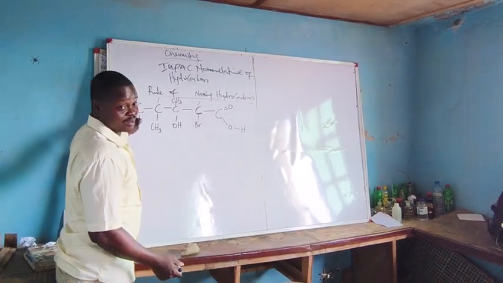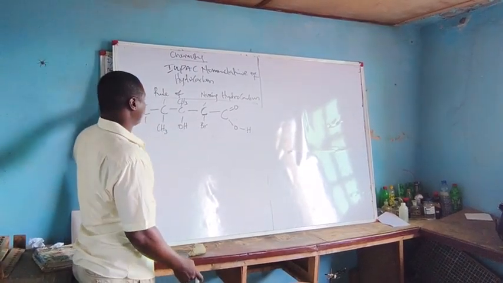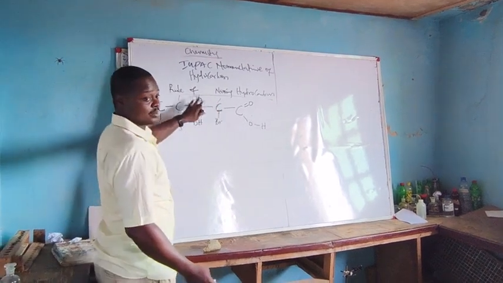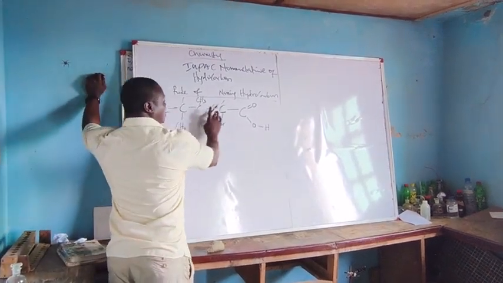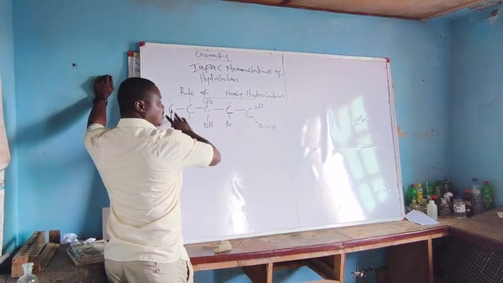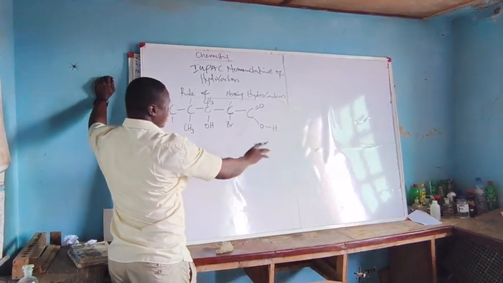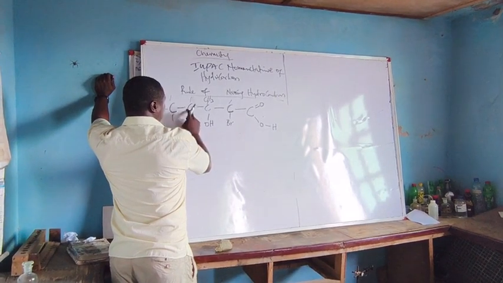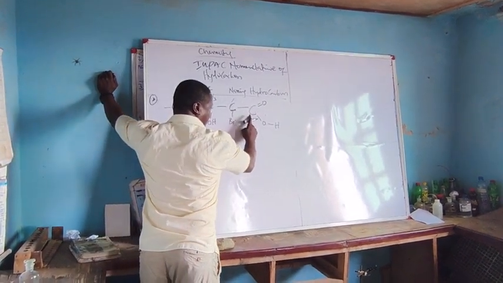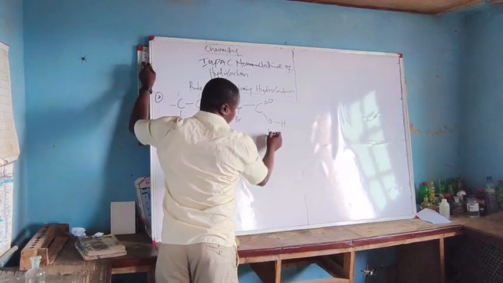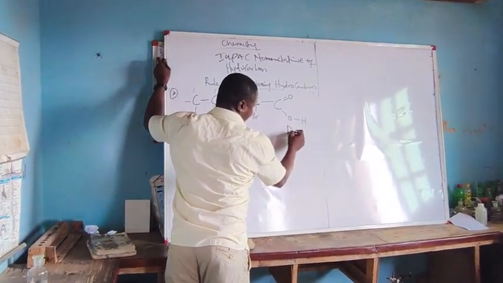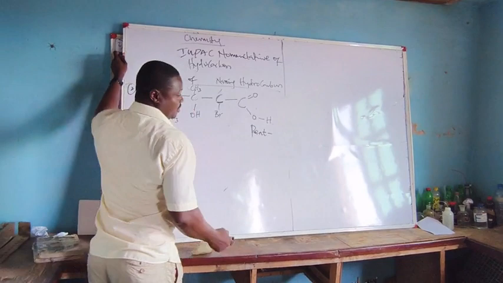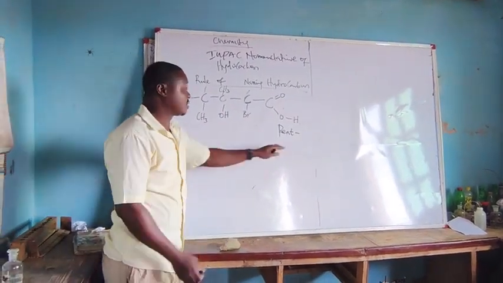Here is another compound we are about to name. So the rules of naming remain the same. The first thing we do is look for the longest chain and look for the name of the parent chain. As it stands now, we have one, two, three, four, five. Five carbon should be pent. Pent in the Roman numeral stands for five.